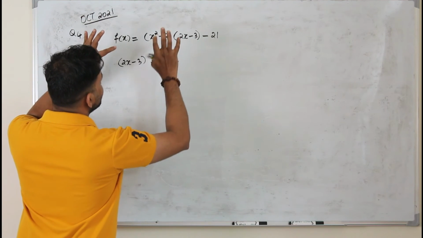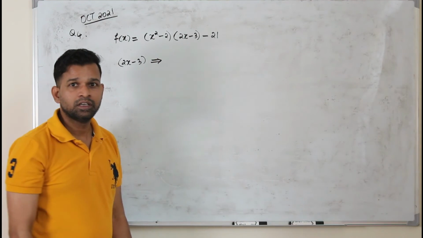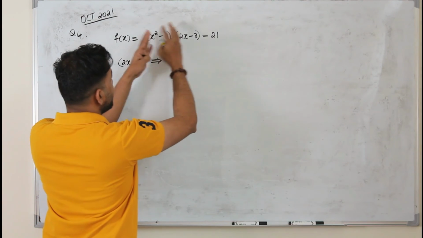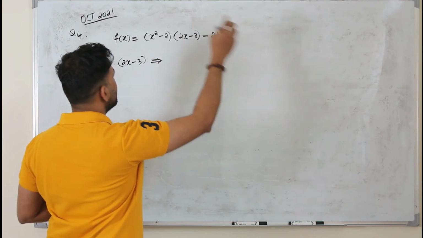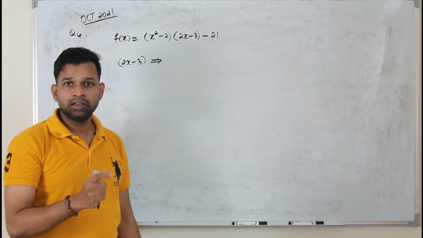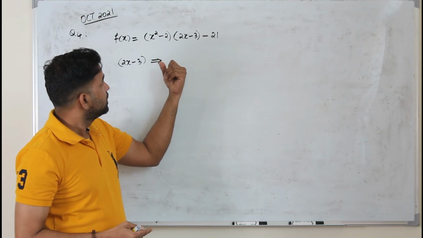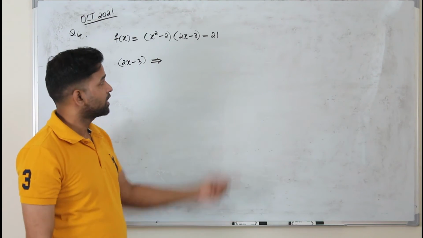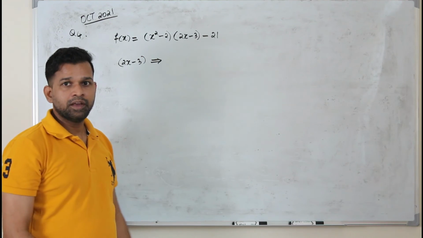So how do we find the remainder of this function when it's divided by 2x minus 3? If you are thinking of expanding and simplifying, then applying the remainder theorem, it's not wrong, but it's going to consume a lot of time and it's not worth 1 mark. So how do we find the remainder?